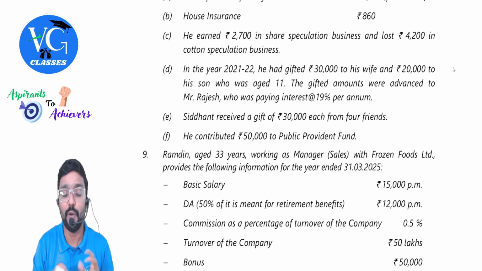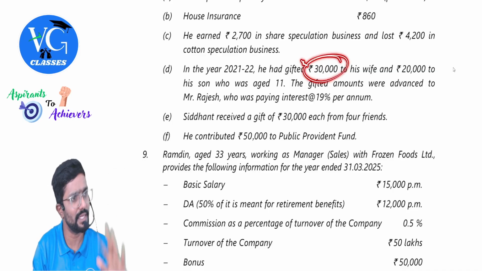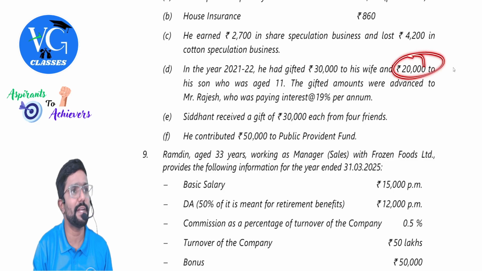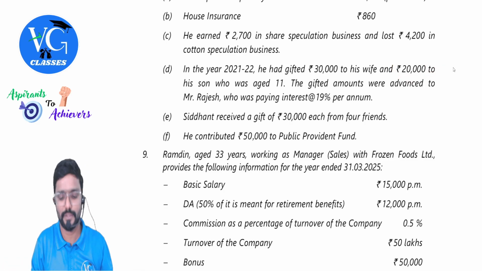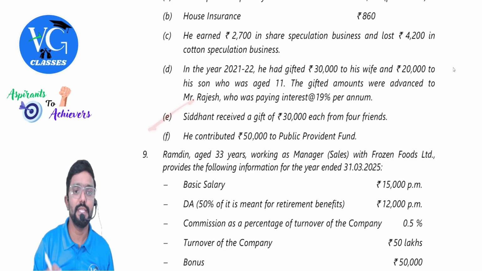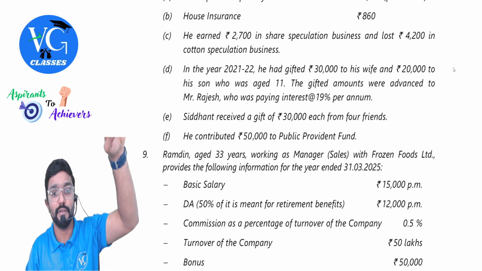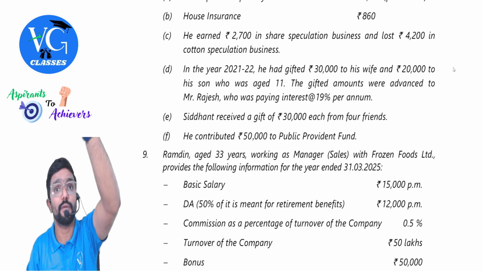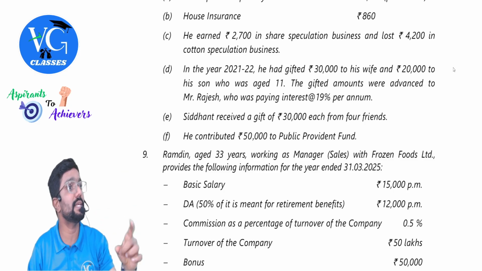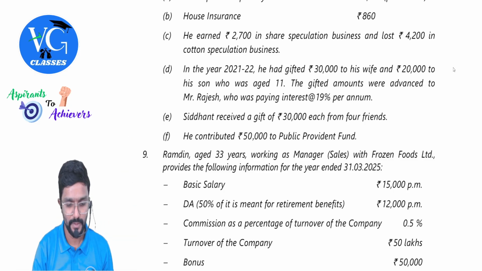Sir, whatever spouse, that is wife, is earning on 30,000, is it to be clubbed? Yes. And whatever minor children is earning 20,000, it is not out of their efforts. So should it be clubbed? Yes. Siddhant received a gift of 30,000 each from four friends. 30,000 each, not from all four put together. So 30,000 into 4, more than 50,000. Is it taxable? Yes. As per section 56(2)(x).